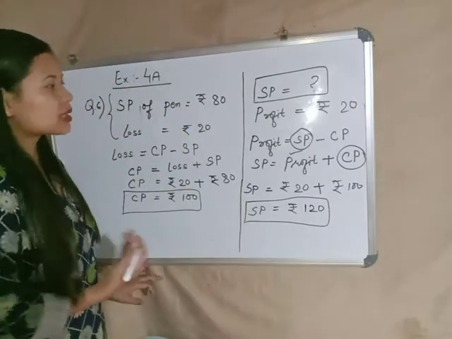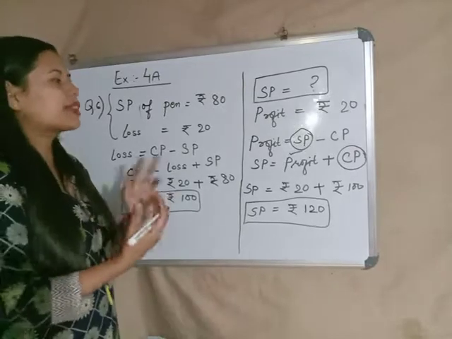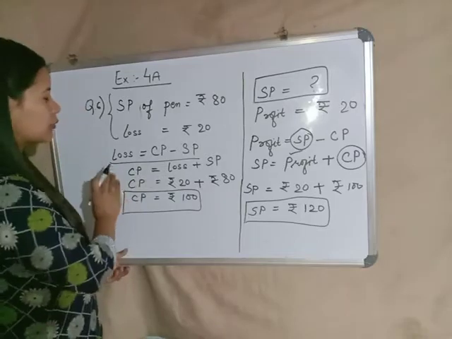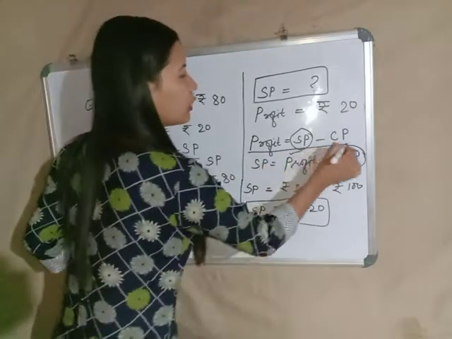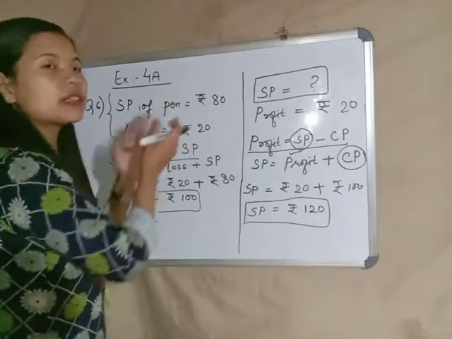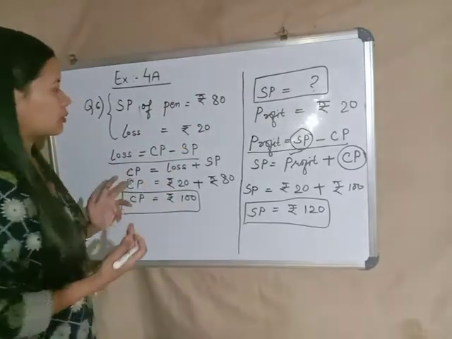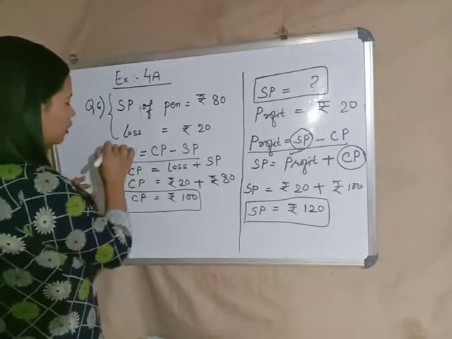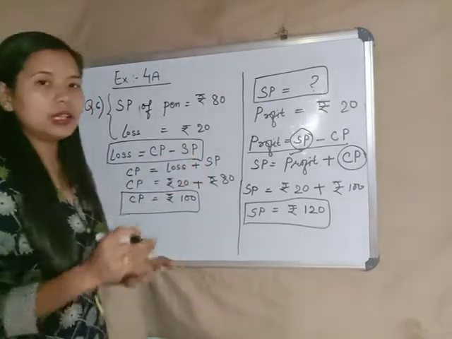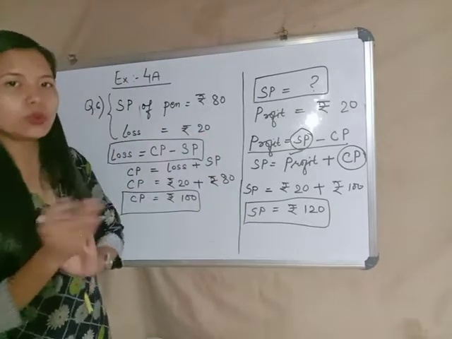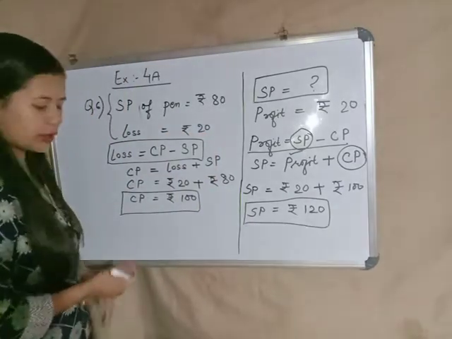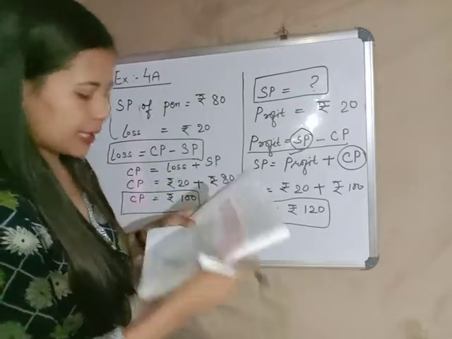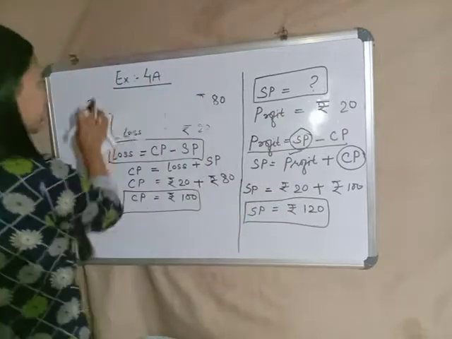See children, you need to analyze, you need to use your presence of mind. You might get confused why here we are using the formula for loss and why here the formula for profit, because the question demands that. The question asks us to find the third unknown, so we need to look for the quantities that relate the known fact and the unknown one. So this is how we do question number 6. Now let's move on to question number 7, which is also quite interesting.